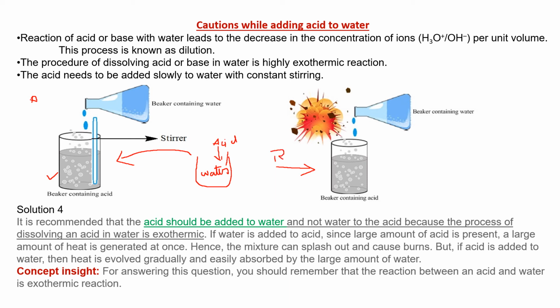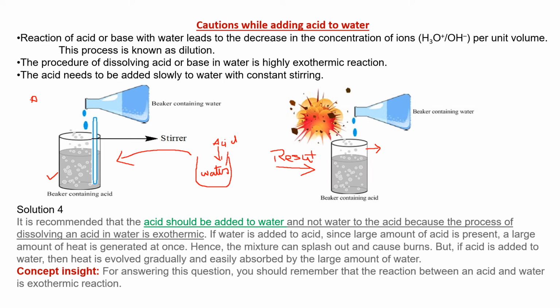Why is this the result? Because this is a highly exothermic reaction. When you add water to acid, there are too many acid molecules, and so much heat is produced that if the glass is not sturdy enough, it blasts. So you should never mix water to acid. Instead, you should mix acid to water, and that too drop by drop, slowly and continuously.